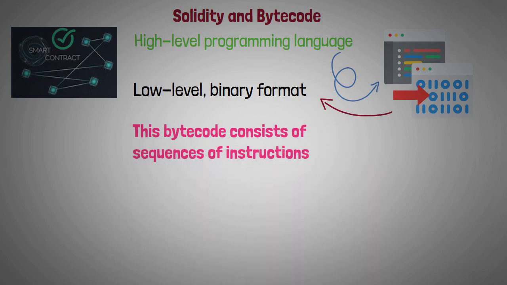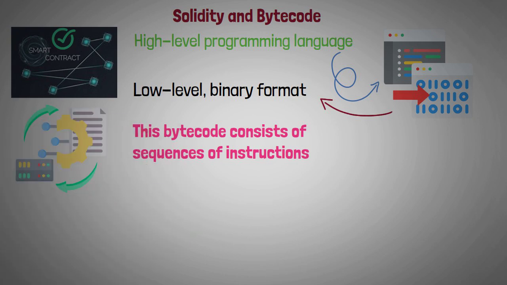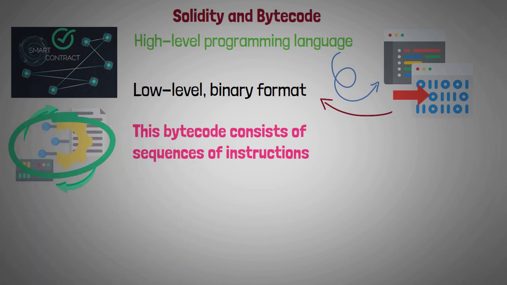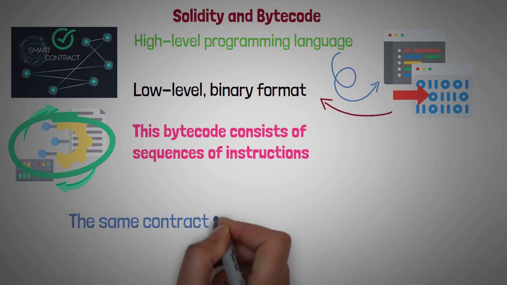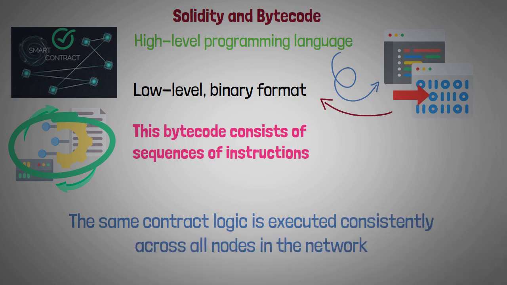The compilation process transforms human-readable Solidity code into a form that can be efficiently executed by the EVM's distributed network of nodes. This conversion is essential for deploying and running smart contracts on Ethereum, as the EVM only understands and processes bytecode, ensuring that the same contract logic is executed consistently across all nodes in the network.